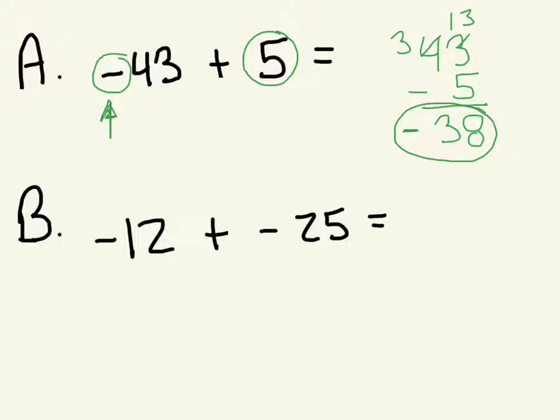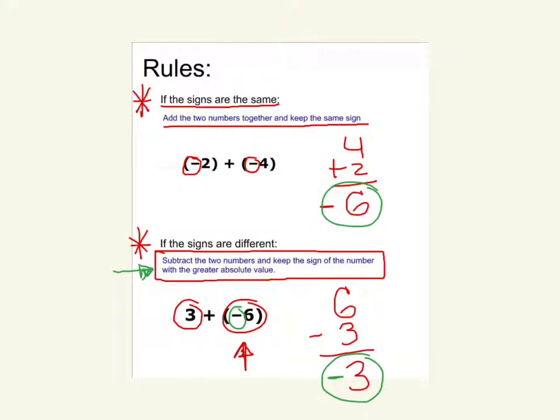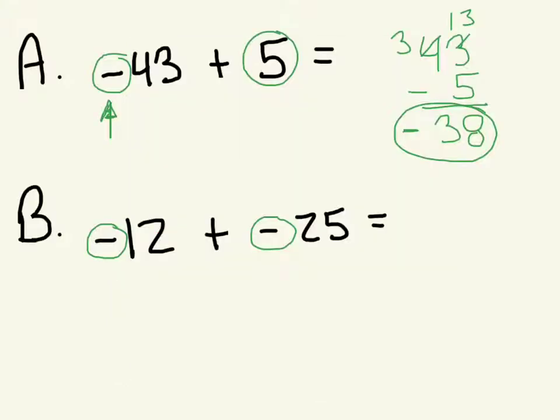All right, let's take a look at letter B. Letter B, again, the first thing I need to do on these, anytime I'm working with integers, I need to identify whether these signs are the same or if they're different. Well, I notice this is a -12 and this is a -25. So my signs are the same. Okay, so if I go back, and since you should have these written in your notes now, I know the signs are the same, so I'm going to have to add those two numbers together and keep the same sign.